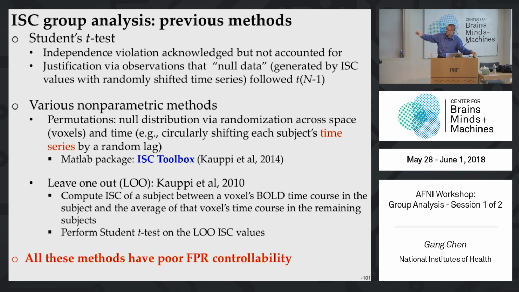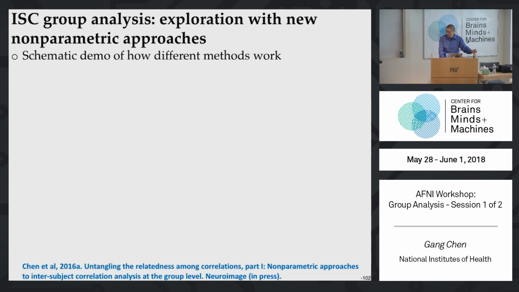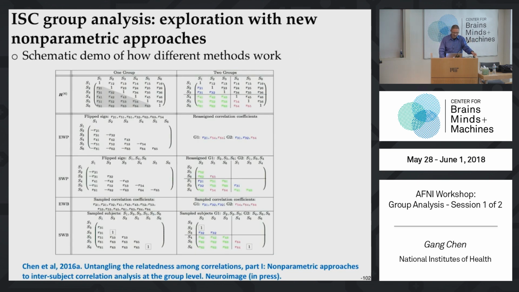But in reality, all those methods don't perform well, and we published two papers about this. In the first paper we demonstrate that previous methods do not work well. We also adopt a nonparametric approach, but I'm not going into the details because, although it works well, the computational cost is a little high, and it's not flexible in terms of modeling. If you want to include a covariate, or do something else, it's just not flexible enough.